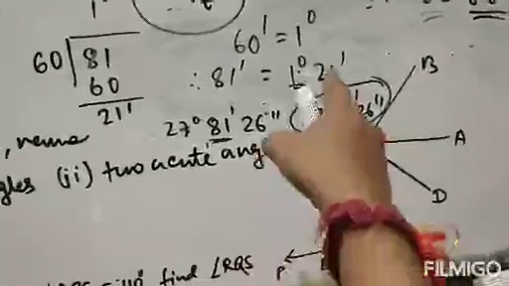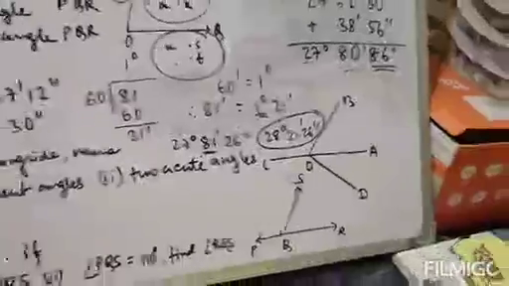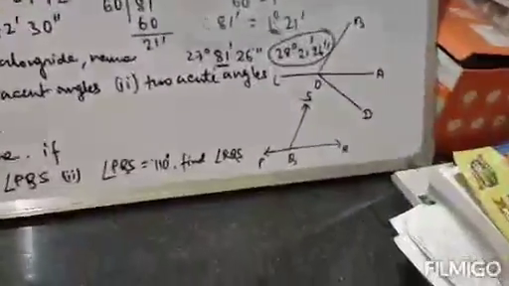So that is 28 degree at 21 minutes. That is the remaining part, 21 minutes, and finally 26 seconds. So 28 degree, 21 minutes, 26 seconds will be the final answer.